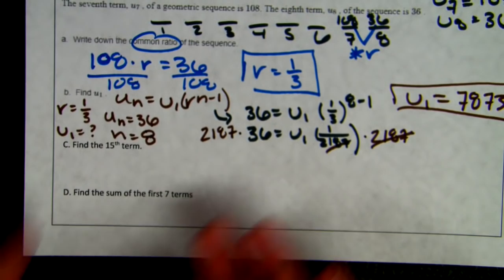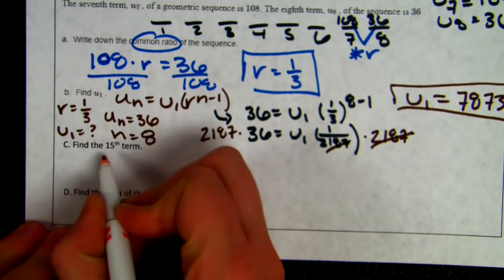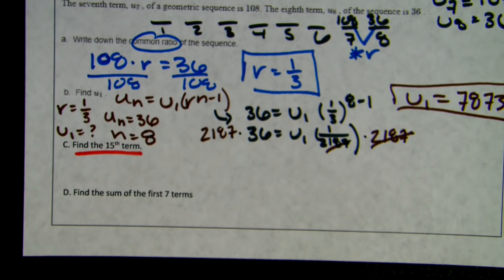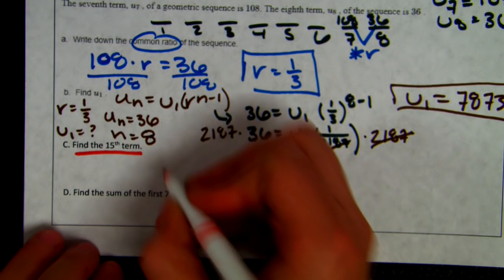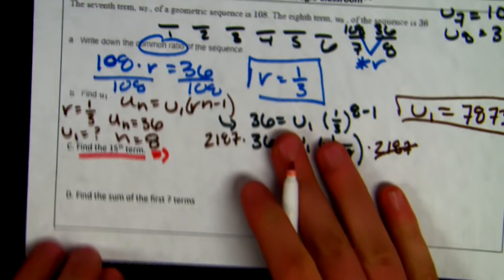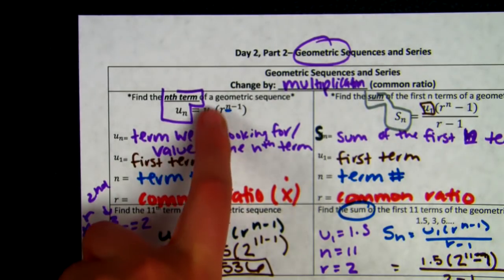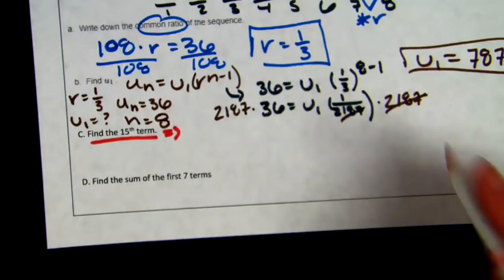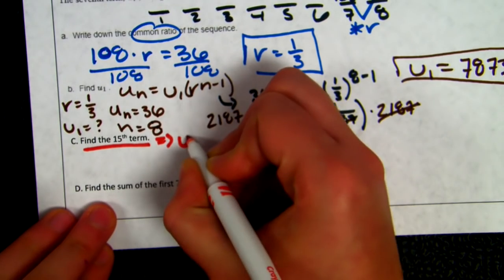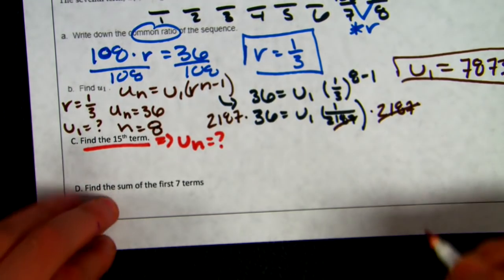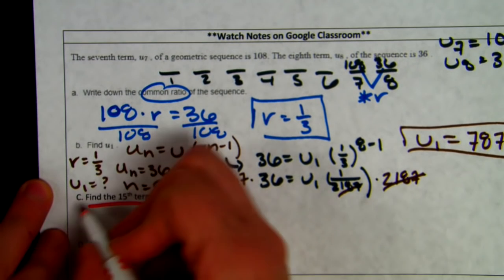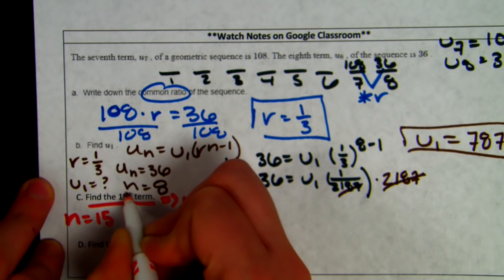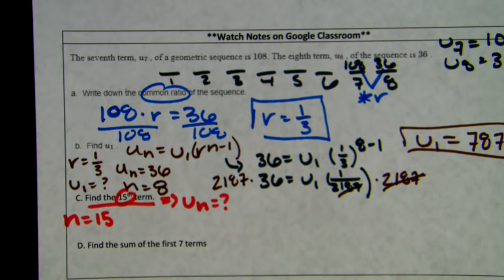The next one tells us to find the 15th term. So let's think about what formula I should use. If it asks me to find the 15th term, I know that I'm going to use this formula because I'm looking for a certain term number. So if I'm looking for the 15th term, my UN is what I don't know. My N is going to equal 15 because that's the term number I'm looking for.